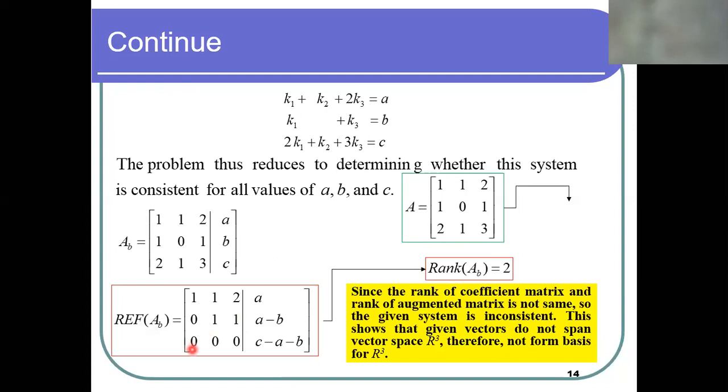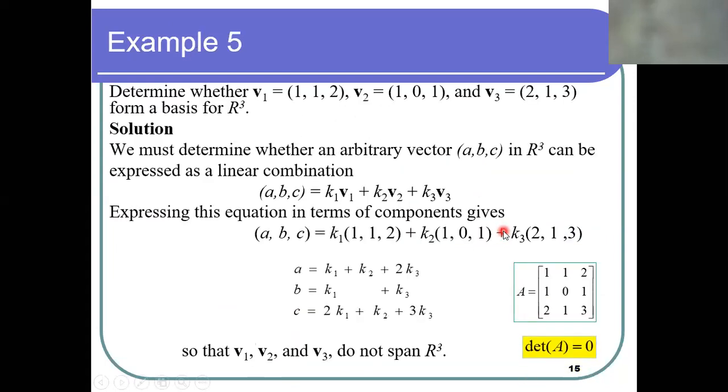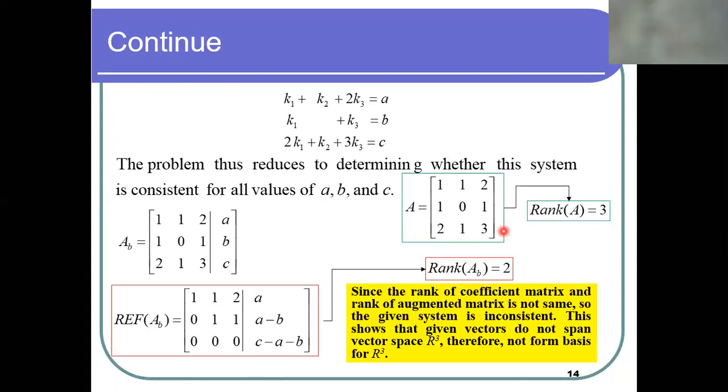So in that case, you can see over here we have one free variable, and the zero is equivalent to this constant, which says that the given system is inconsistent for values of a, b, c, because if you can see over here, the rank of this matrix is 2, whereas the rank of the coefficient matrix is 3. So in that case, dear student, both the ranks are not the same.